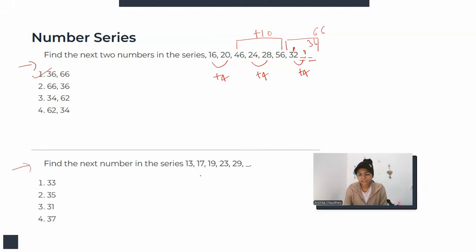Find the next number in the series. So let's try to find out the pattern. Our series is incrementing, but not exponentially, right? So a basic incrementation is there. So let's try to use the addition trick. Okay. So 13 plus 4 is 17. 17 plus 2 is 19. 19 plus 4 is 23.